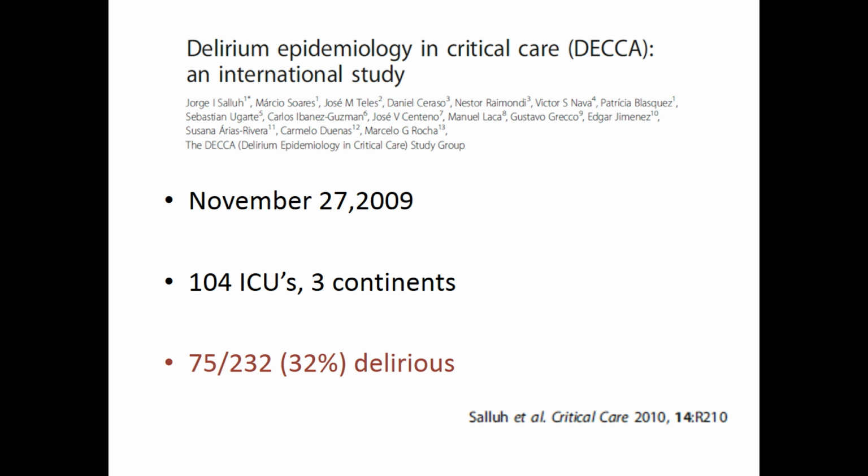This was a point prevalence study that was done and published in 2010 that involved 104 ICUs across 3 continents. And what they found was that on that day, November 27, 2009, of the 200 plus patients that they assessed, 32% of them were delirious at that moment in time. So it just gives you sort of a cross-section across several continents to again confirm that this is a large minority of patients in the ICU that at any given time will be diagnosed with delirium if it's looked for.